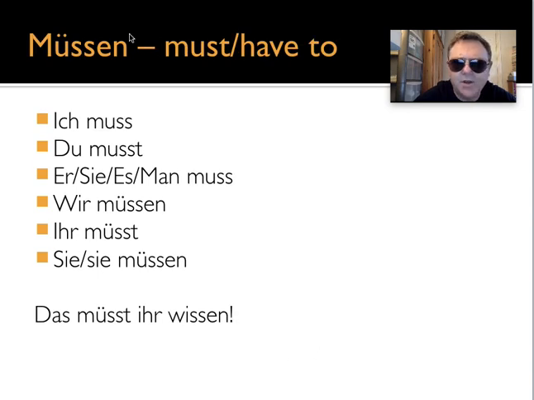Müssen, the must verb. Must, have to. Ich muss, I must. Du musst, you must. Er muss, he must. Sie muss, she must. Es muss, it must. Man muss, one must. Wir müssen, we must. Ihr müsst, you friends over there, you must. Sie müssen, you must, you posh person. And Sie müssen, they must.